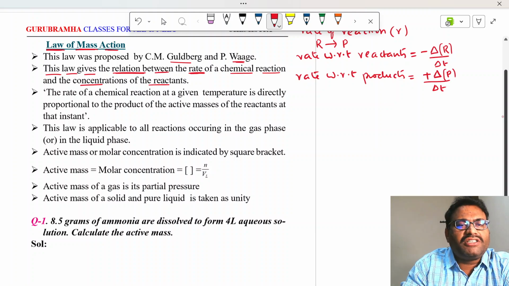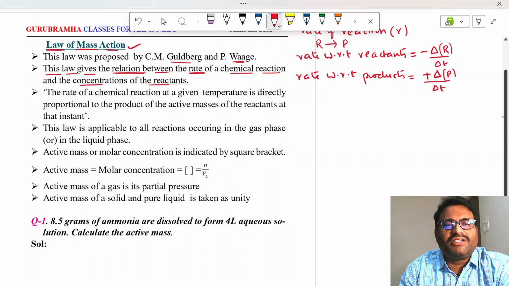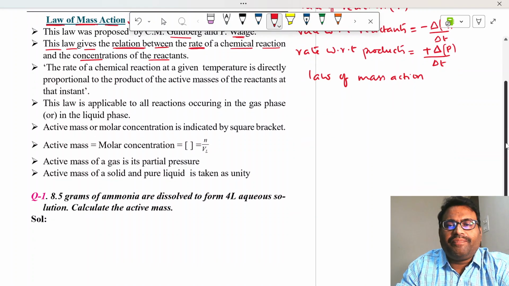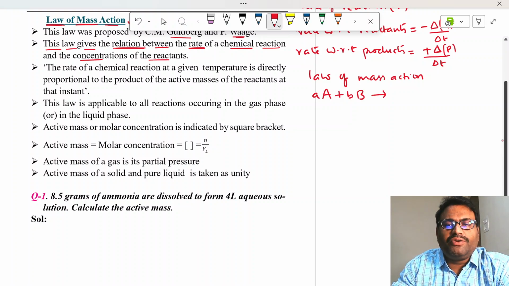Now law of mass action we are discussing. What is law of mass action? According to law of mass action, for example, let us take a moles of A reacting with b moles of B to give you c moles of C and d moles of D. What are small a, b, c, d? These are the stoichiometric coefficients in a balanced equation.